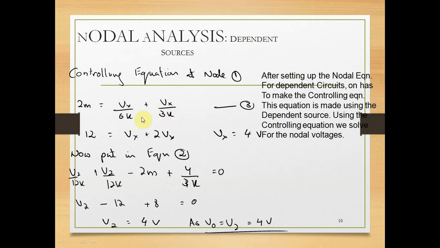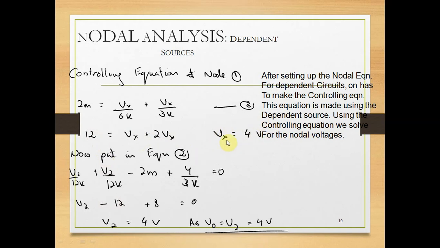Again the denominator should be the same, therefore we multiply the second term by 2. Therefore 2m is equal to (Vx plus 2Vx) upon 6 kilo ohm. Therefore 12 is equal to Vx plus 2Vx, so 3Vx is equal to 12. Therefore 12 divided by 3 is 4, and Vx is equal to 4 volt, which we have calculated.